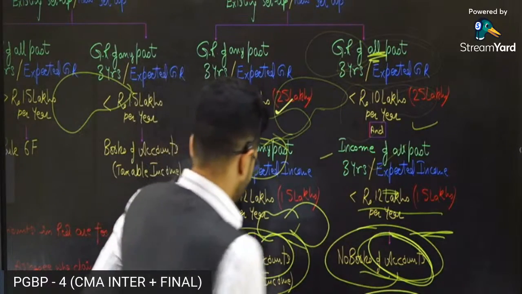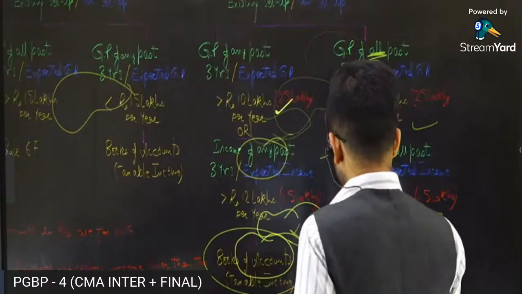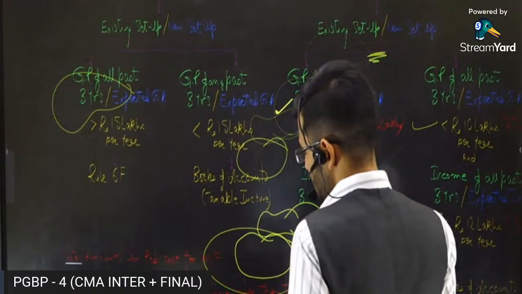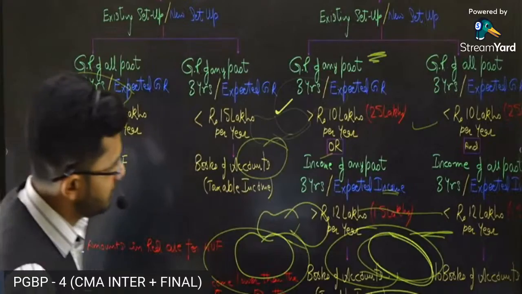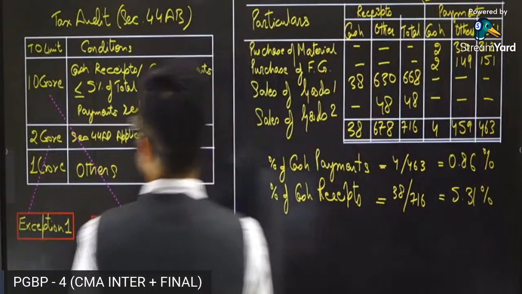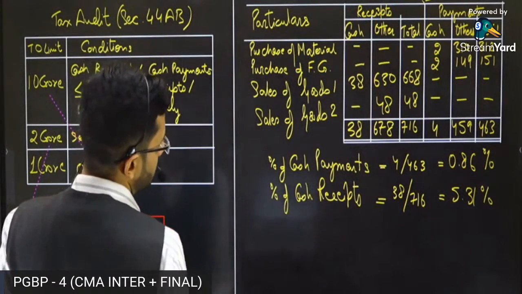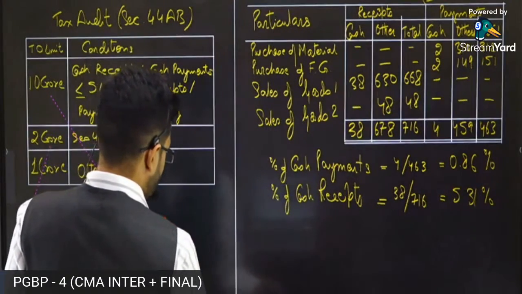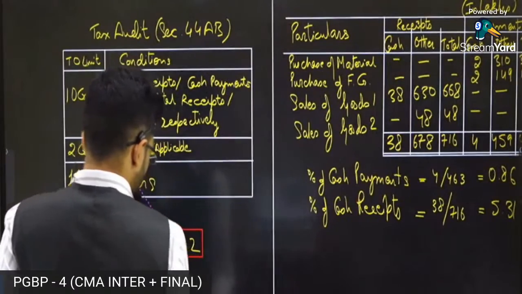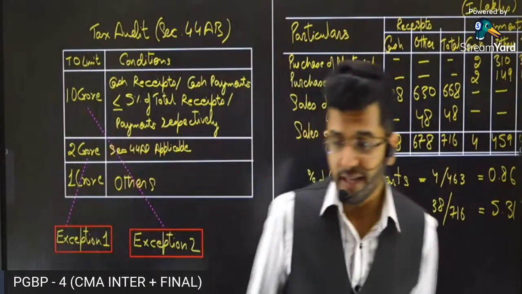Okay, sir, got it. So, guys, this is the provision related to books of accounts which are required to be prepared as per the Income Tax Act. And now we come on to tax audit. What are the limits which are specified in tax audit?